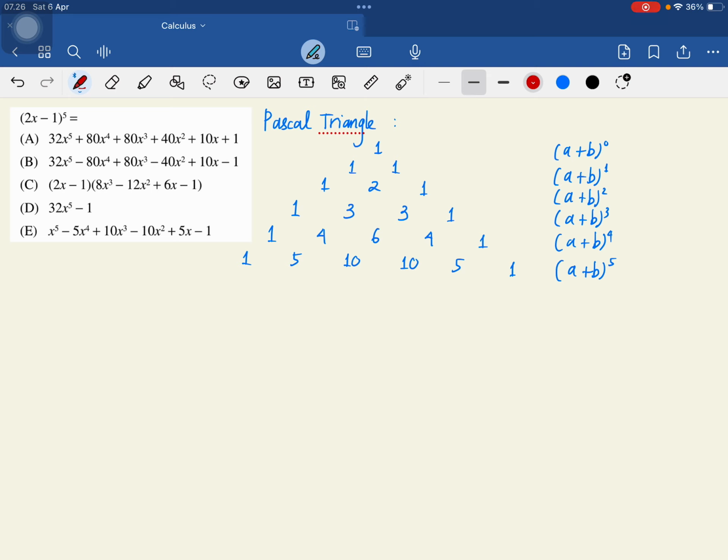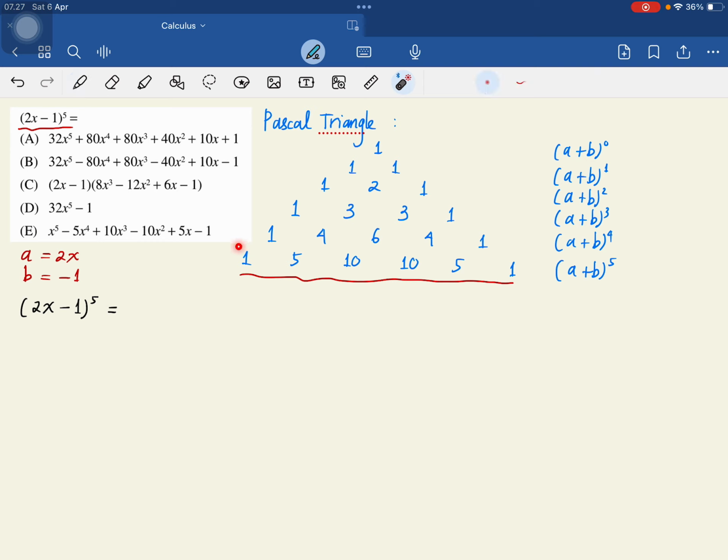Okay, so because our problem is to the power 5, we will use this Pascal's triangle, I mean the coefficients. So how do we expand this equation? Actually you can write here, we have 2x minus 1 to the power 5. So in here you know that the value of a is equal to 2x and the value of b is negative 1. Okay, so we can start by looking at the coefficient for 2x here, to the power 5.